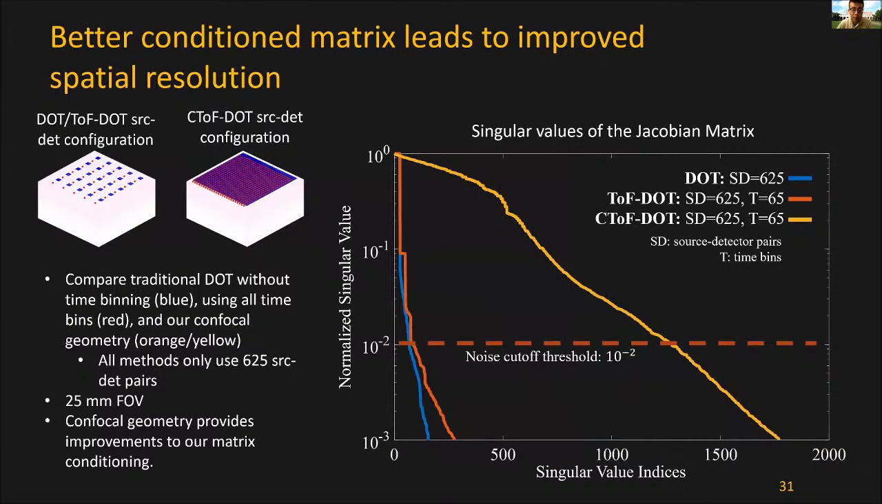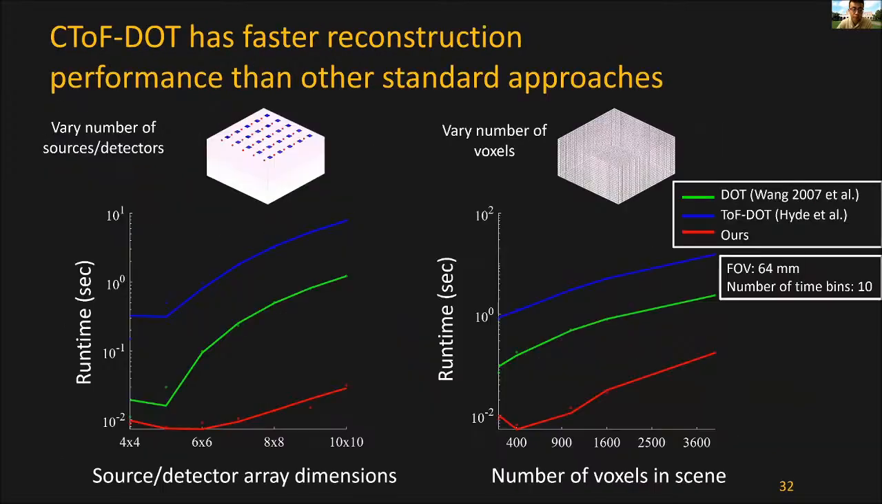We also want to compare the conditioning of the Jacobian matrices for DOT, TOF, and our approach of CTOF. For DOT and TOF, we consider a 5x5 source detector array, which is 625 total measurements. With CTOF, we consider a 25x25 source detector array. Since we only consider the collocated source detector pair, this also corresponds to 625 total measurements. We have plotted the singular values on the right. We see that CTOF has a much slower decay in the singular values, indicating a better conditioned matrix.